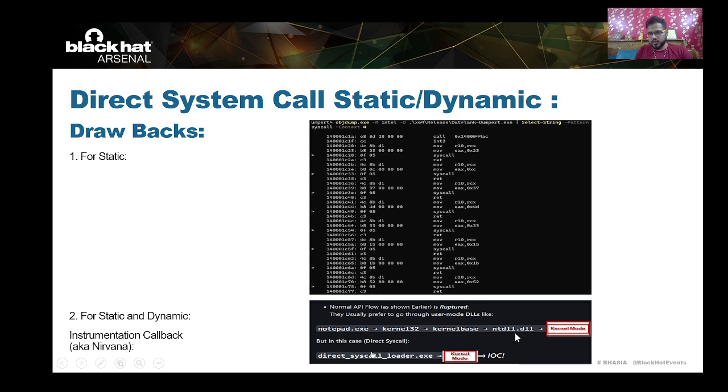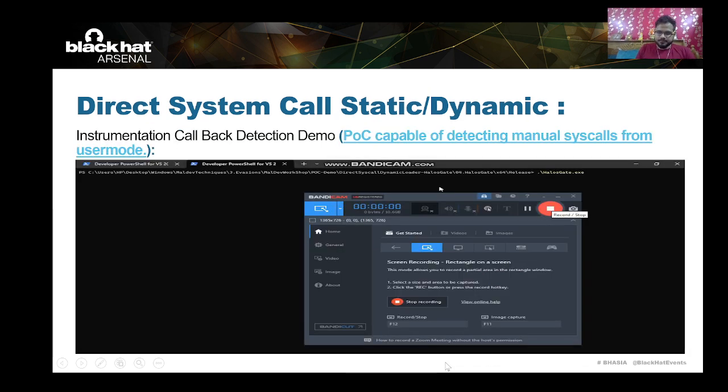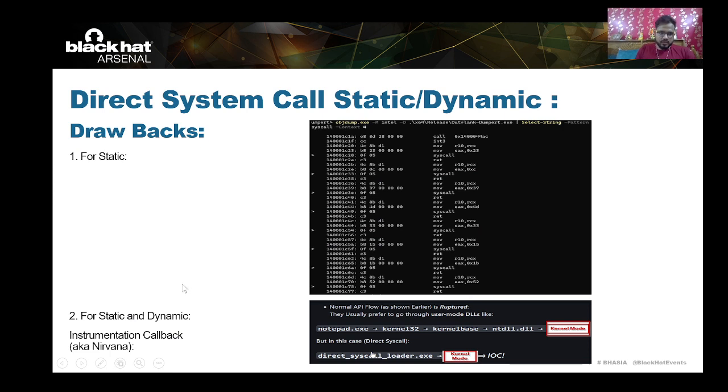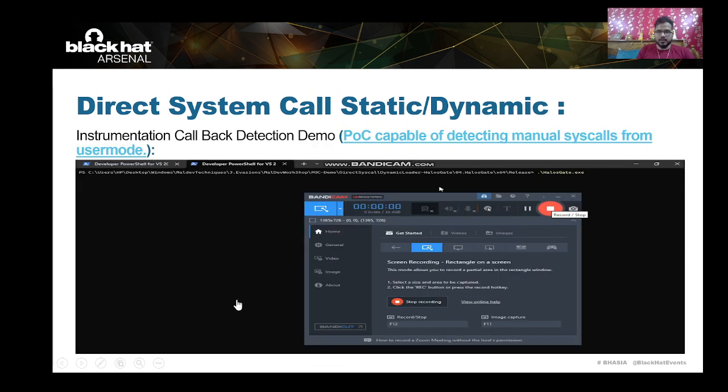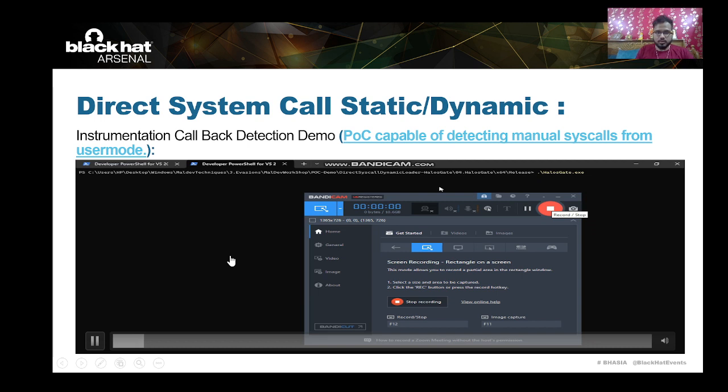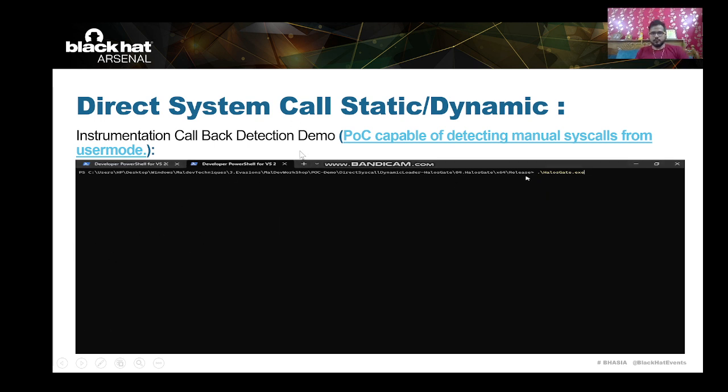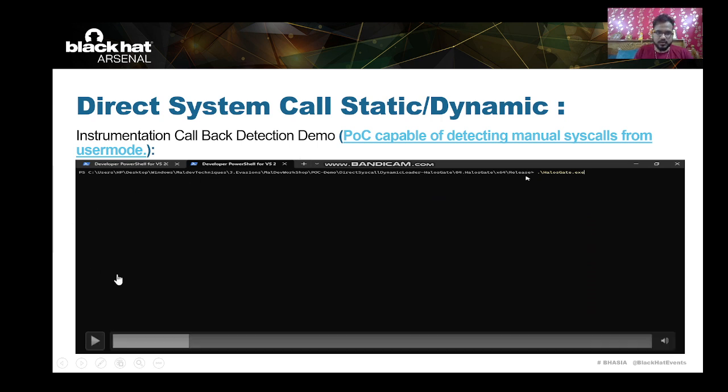The normal API flow is kernel32, kernelbase, NTDLL, then kernel mode. But in this case, it is directly entering the kernel, which is an IOC, and it would be detected by a technique called instrumentation callback, aka Nirvana. And this is the demo of detection of direct system calls via instrumentation callback, or Nirvana.